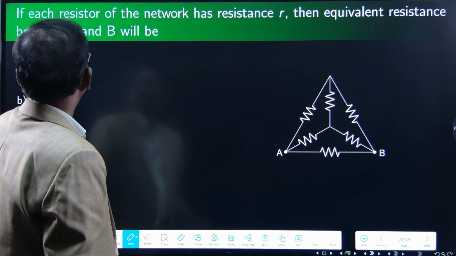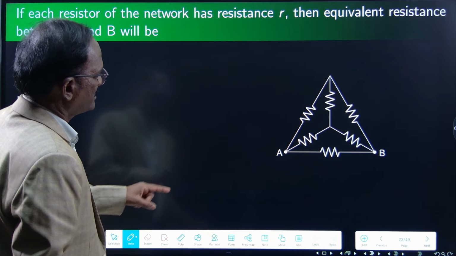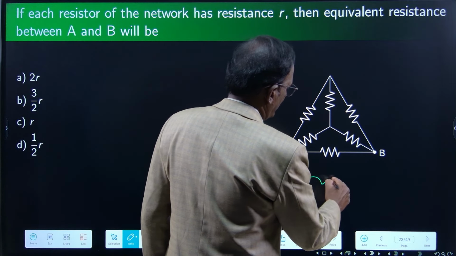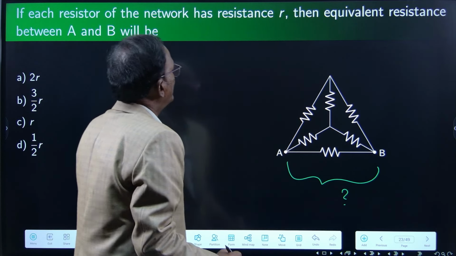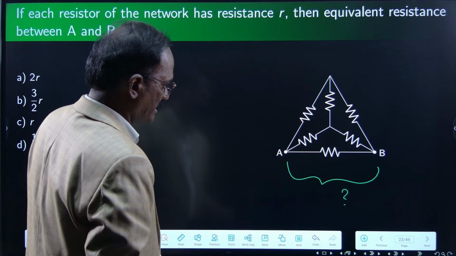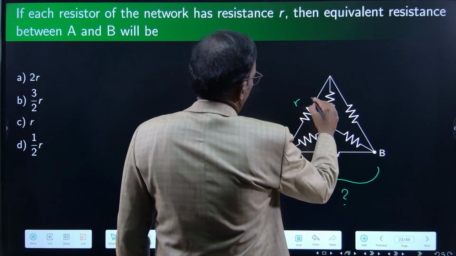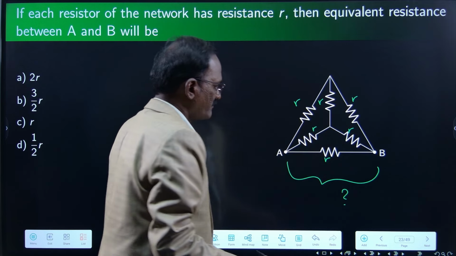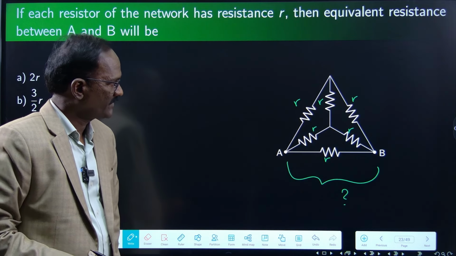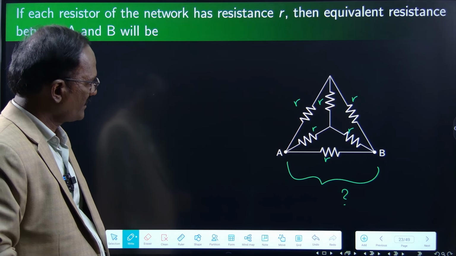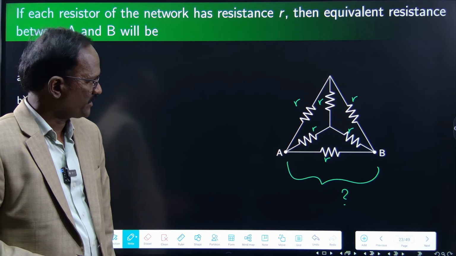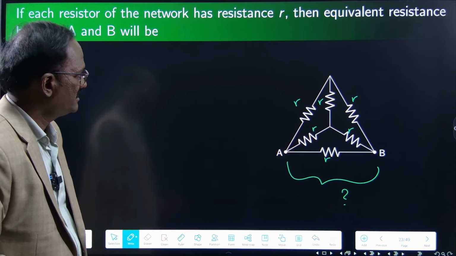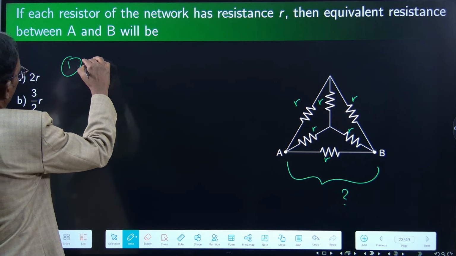Okay. If each resistor of the network has resistance R, then what is the equivalent resistance between A and B? All are having R value. So here we will solve this problem. This problem can be solved in 2 ways. In fact, 3 ways. Number 1, Wheatstone bridge.